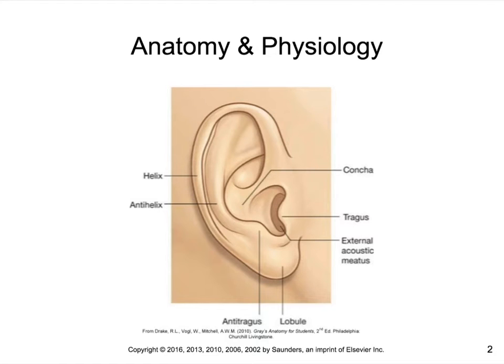This is just a picture to review the anatomy and physiology of the ear. This is a picture of the outer ear. The external ear consists of the pinna and the ear canal. The pinna is the visible portion of the outer ear and is composed primarily of elastic cartilage covered with skin and very fine hair.